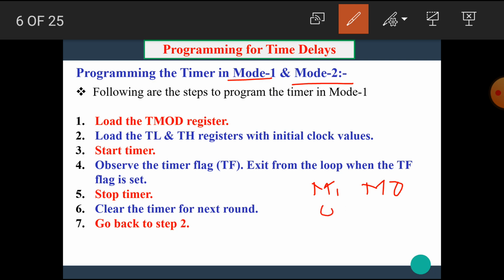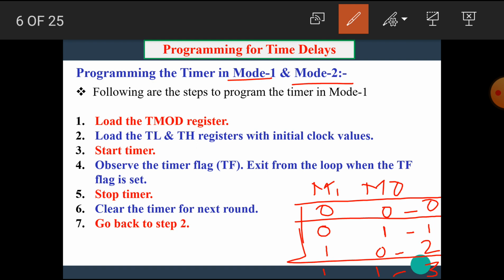That means if both have the value 0, then timer mode 0 is selected. If M1 has the value 0 and M0 has the value 1, then timer mode 1 is selected. If M1 has the value 1 and M0 has the value 0, then timer mode 2 is selected, and if both have the value 1, then mode 3 is selected. Now in this topic we are going to see programming the timer in only mode 1 and mode 2.